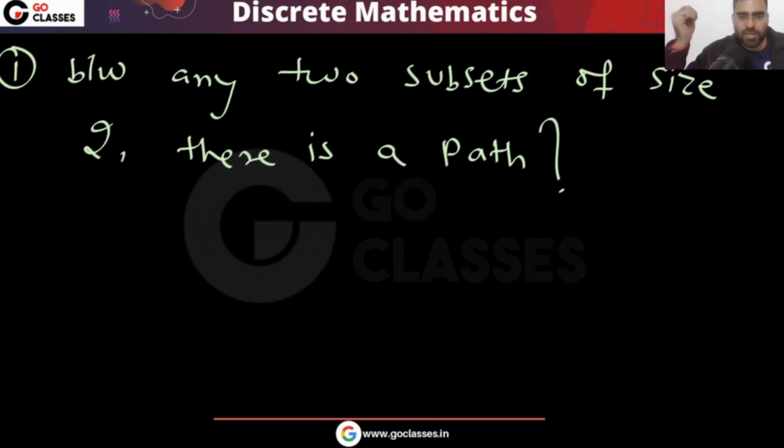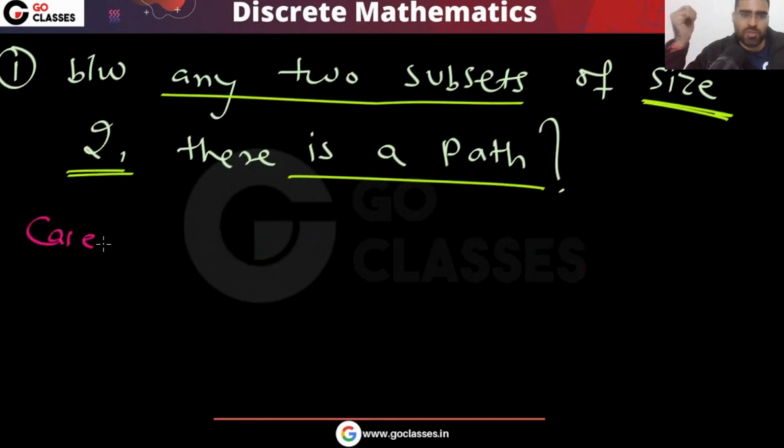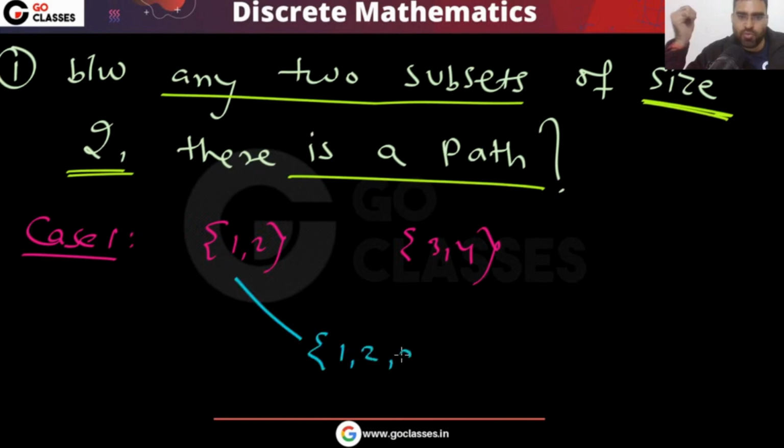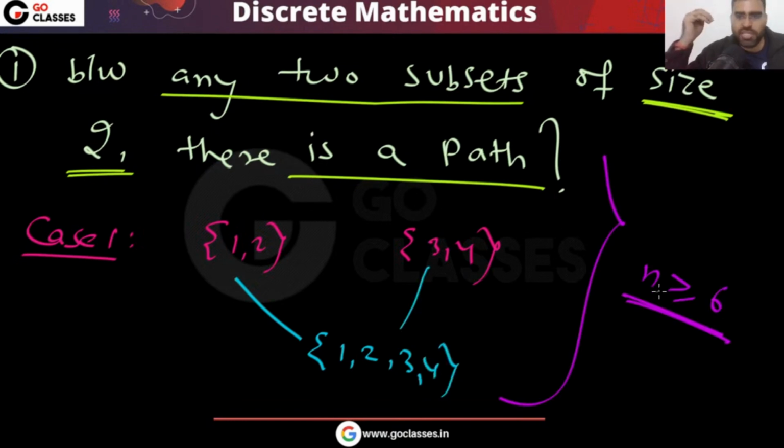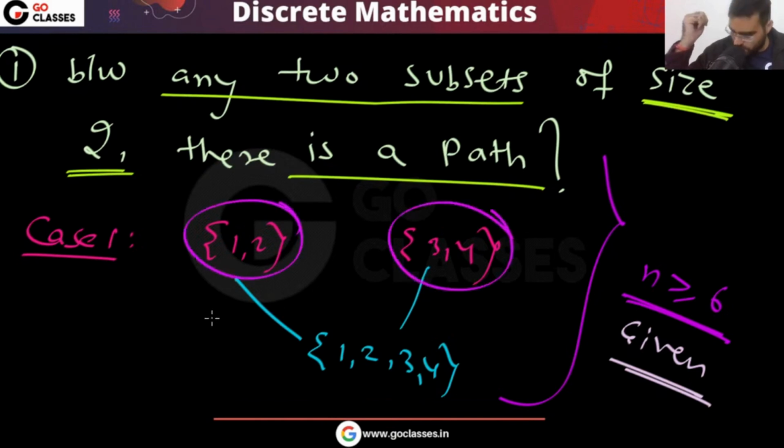There are two cases possible. Either the case is possible like this. For example, they have nothing common, like {1, 2} and {3, 4}. They have nothing common. Then there is a path. You can easily create a path. This will be adjacent to 1, 2, 3, 4. Here n is greater than or equal to 6. This is already given in the question. So you can create a path. Okay. So you can easily see there is a path.